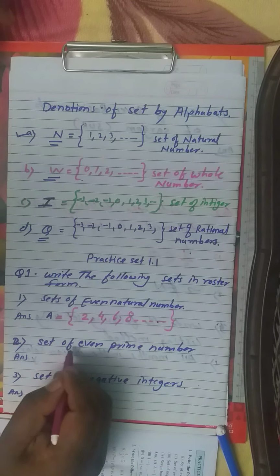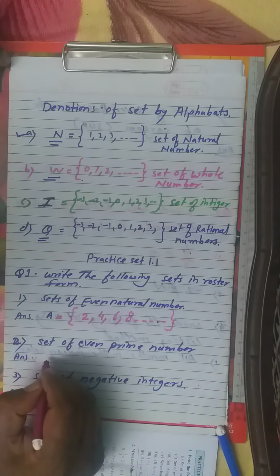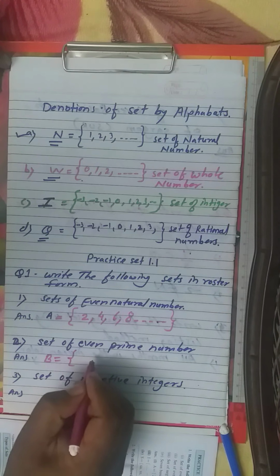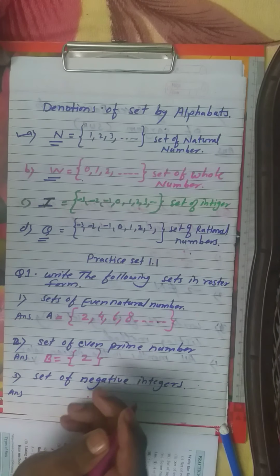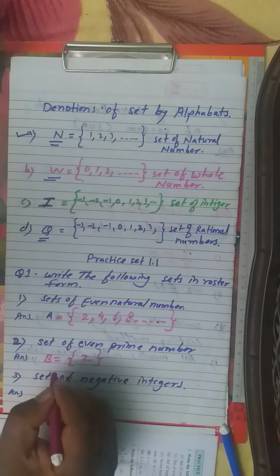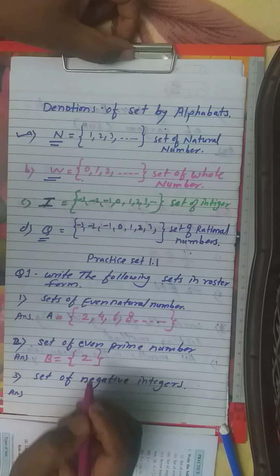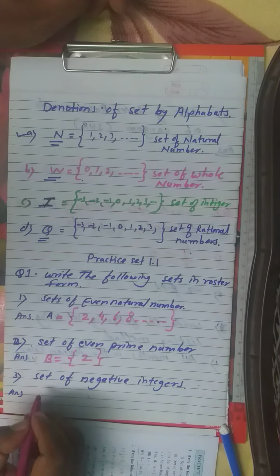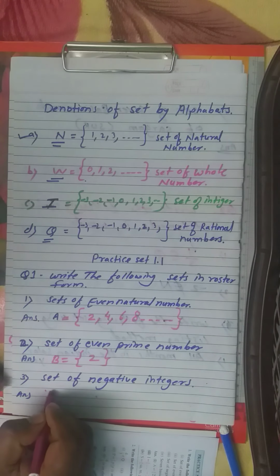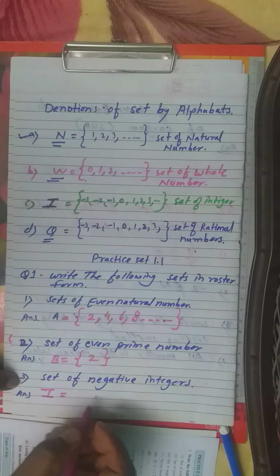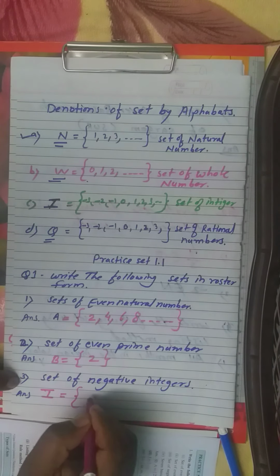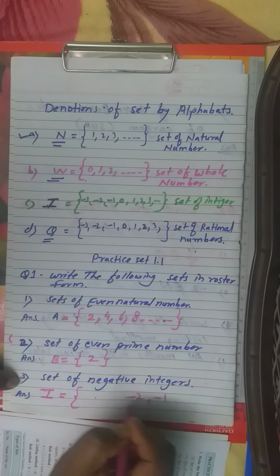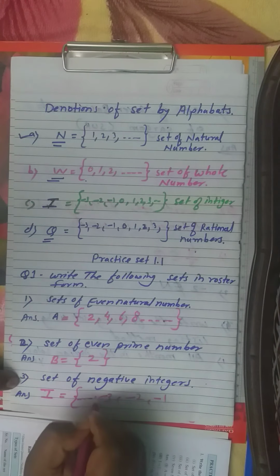Now the second example is the set of even prime numbers. Now dear students, keep in your mind, there is only one even prime number, that is 2, which is the prime number among the even numbers. So we can write B is equal to, in curly brackets, 2 only. Now the set of negative integers. We can indicate the set by I. In the set, we can show the negative integers -1, -2, -3, and so on.